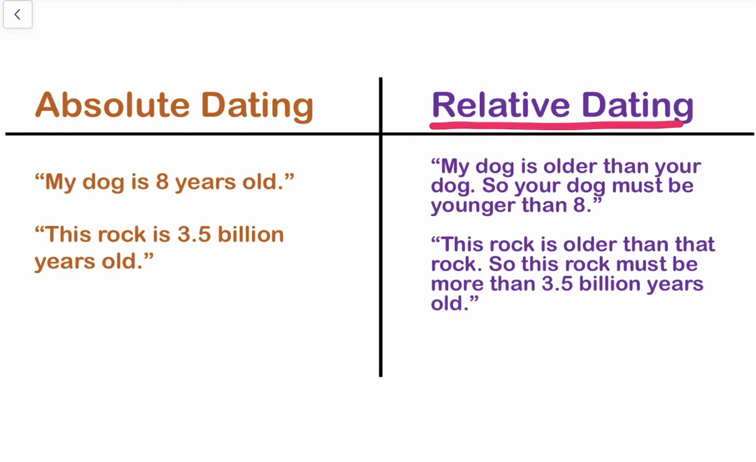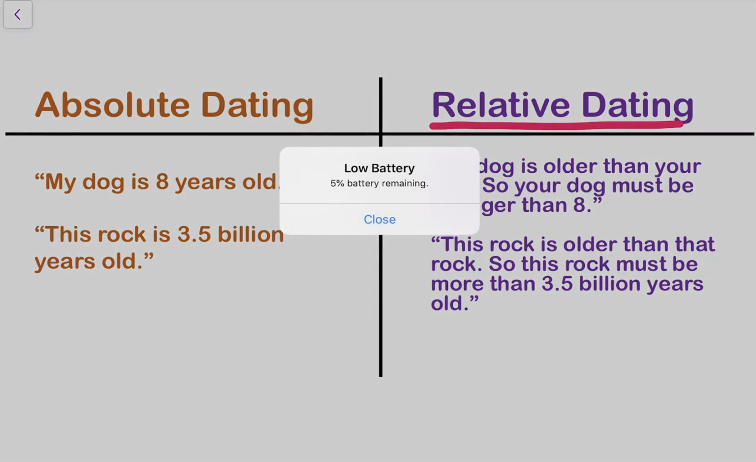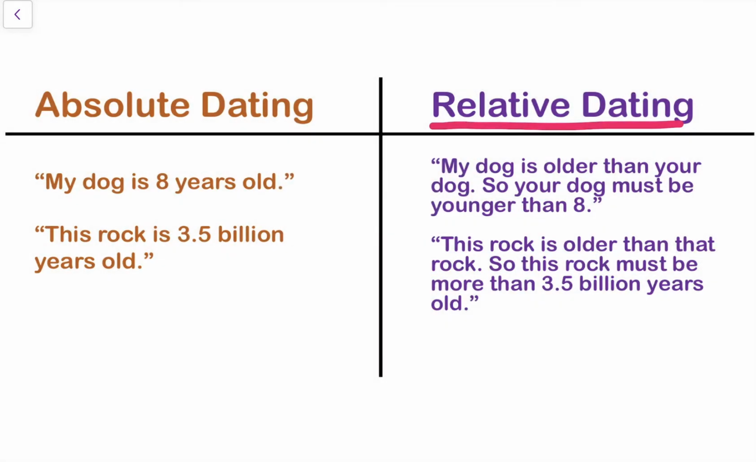In relative dating, you're comparing the age of two rocks. So you might say, my dog is older than your dog. So your dog must be younger than 8. This rock is older than that rock, so this rock must be more than 3.5 billion years old. You're just simply comparing. We don't know exactly how old this new rock is, but we do know it's older than the other rock.